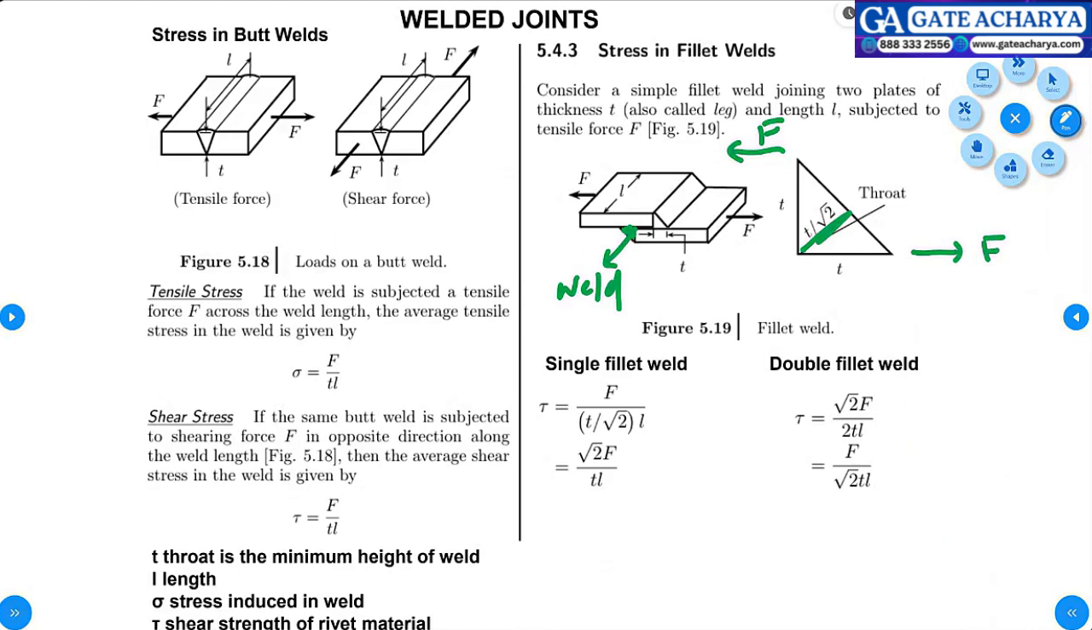Now, for a single fillet weld, it will be T by root 2 into L. We are not going to put T here. We are going to put T by root 2. This will only give me the minimum cross section. So this root 2 goes to the numerator. So root 2 F divided by TL. And if there is a double fillet weld, on both sides, top side and bottom side, you need to multiply by 2 in this expression. So 2 TL you have to put. So F divided by root 2 TL.